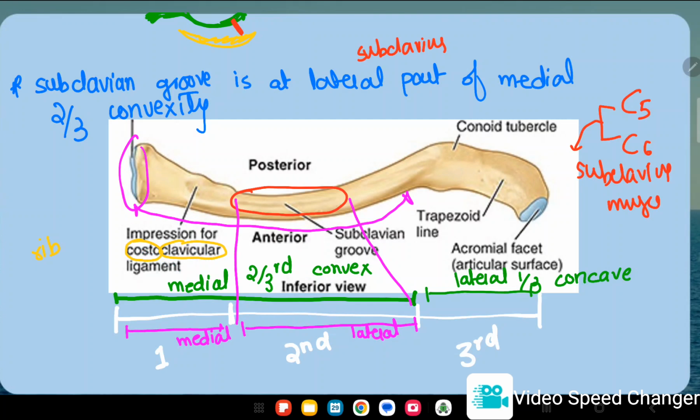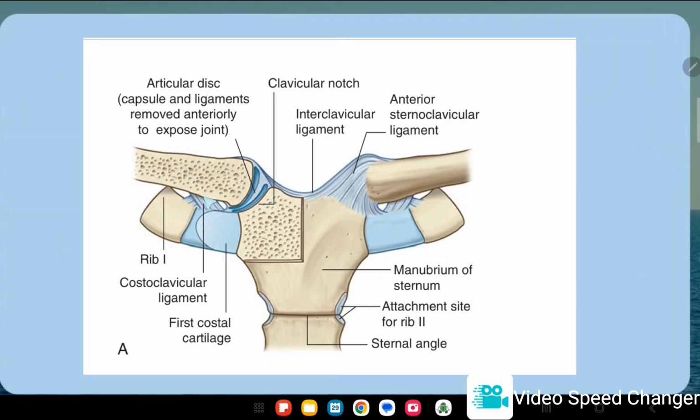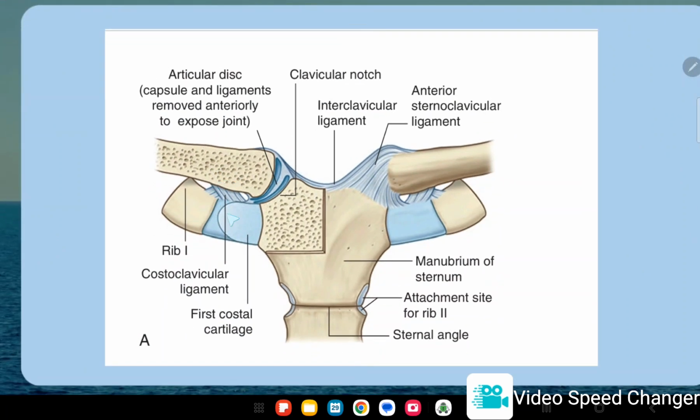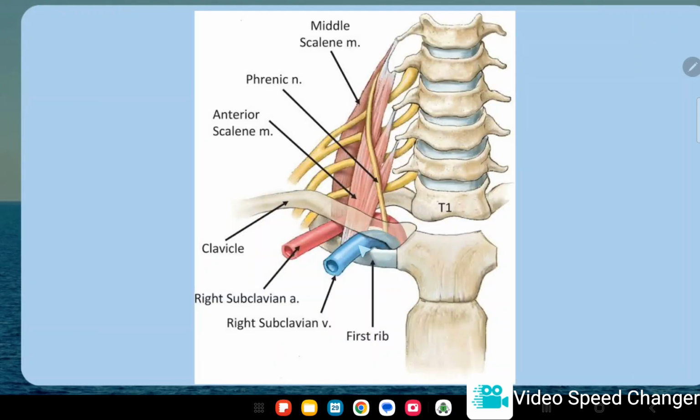So this completes our medial two-third of the clavicle, which is convex forward at the anterior border, right? Now we'll move towards the lateral one-third part, which is concave at the anterior border, or you can say it is concave at the front. You can see this is the costoclavicular ligament, connecting the costal cartilage with the clavicle bone, right? And this is the subclavian groove, which is present somewhere here.